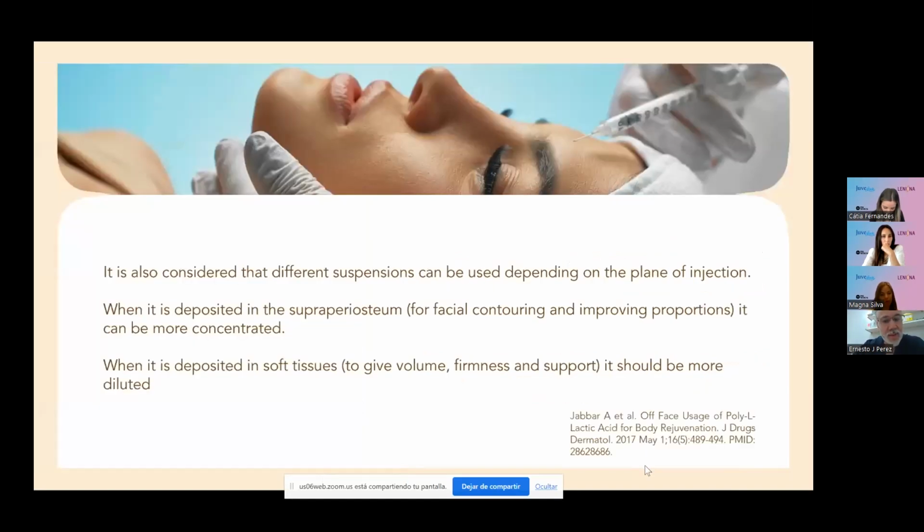It's supposed. Some studies have also considered that different suspensions can be used depending on the plane of injection. When it is put in the supraperiosteum, so deep, for facial contouring and improving proportions, it can be more concentrated. And when it is injected more superficially to give volume, firmness, and support, it should be more diluted. Later, we are going to explain what this means.